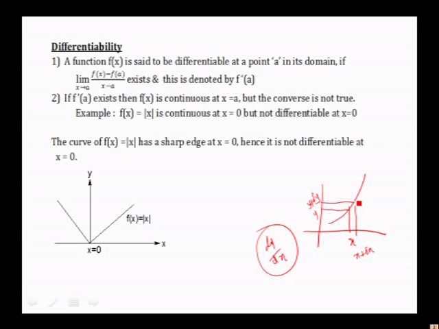So a function f(x) is said to be differentiable at a point a in its domain if the limit of (f(x) minus f(a)) over (x minus a) as x tends to a exists, and this is denoted by f dash a.